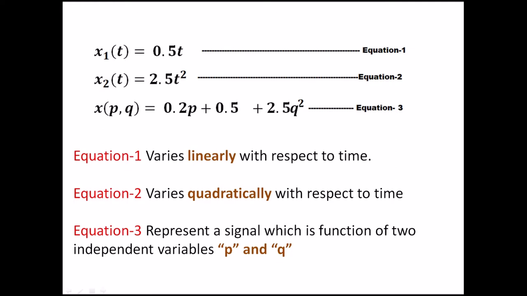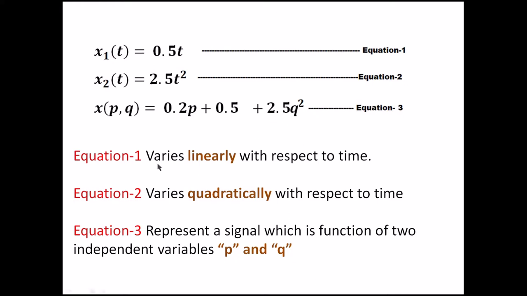Here you can see some examples of signals which depend on a single independent variable, and some which depend on multiple independent variables. The first equation, x1(t) = 0.5t, equation number 1, has only one independent variable, that is t. x2(t) = 2.5t², equation number 2, also has one independent variable, that is t. The third equation has two independent variables, p and q, and is represented as 0.2p + 0.5 + 2.5q².